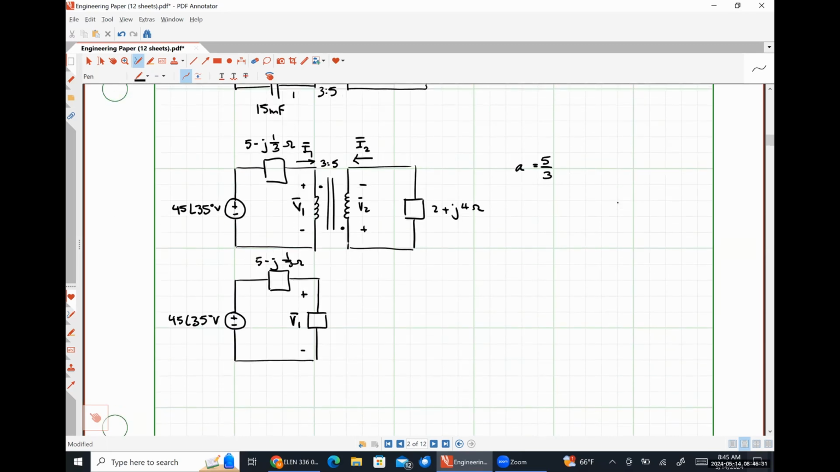Okay. So how do we reflect that impedance again? We take our impedance and we divide it by our turns ratio squared. So that's going to be 2 plus j4 ohms, and then we're going to have a 25 down here and a 9 up here. Anybody got beef with that? Okay.